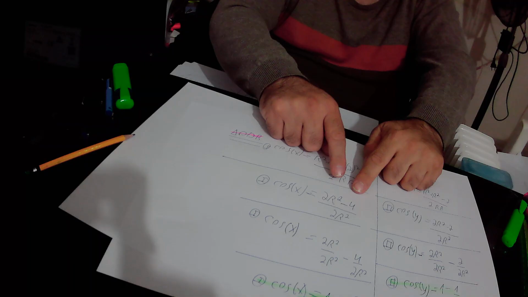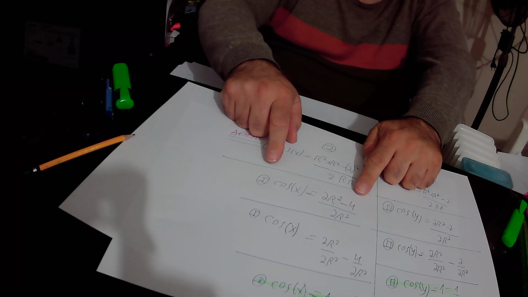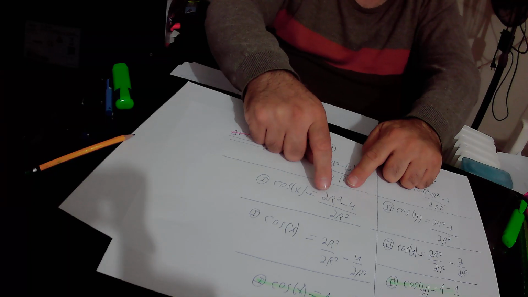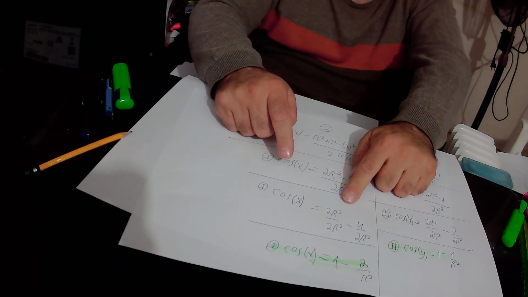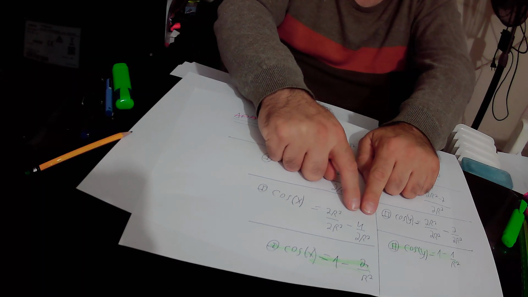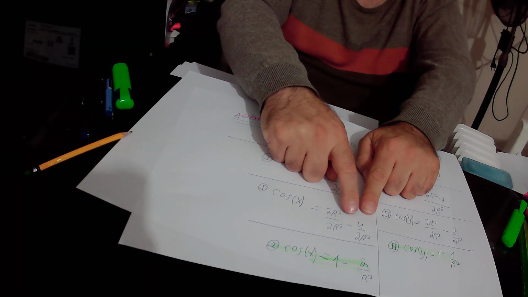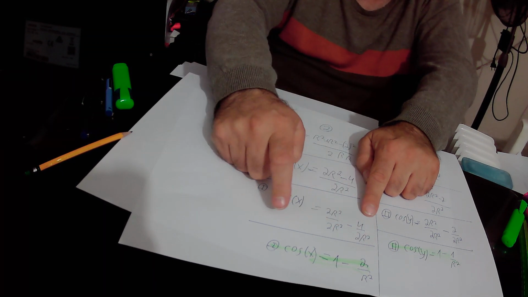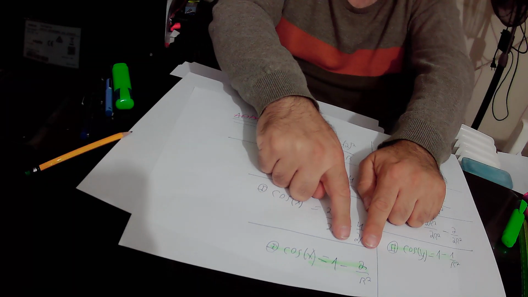Then we separated this expression into two expressions. So therefore cosine x equals 2r squared over 2r squared minus 4 over 2r squared. 2r squared over 2r squared is of course 1, and 4 over 2 is 2, so in the denominator we are left with r squared. It is 2 over r squared. So in conclusion, according to equation number 1, we found out that cosine x equals 1 minus 2 over r squared.